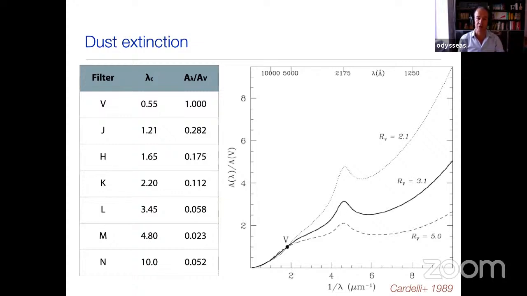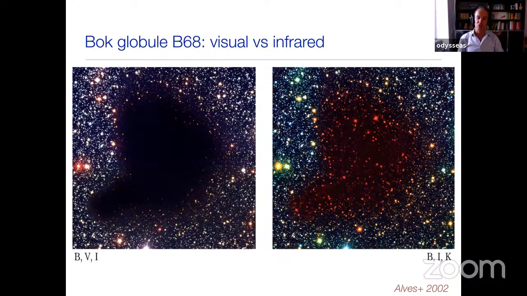And there is no better way to demonstrate that than with images. So the left-hand side image is a Bok globule, an isolated small cloud, just sitting in the middle of the Milky Way, of our galaxy. The left-hand side is a color composite image of the blue, the visual, and the infrared bands. And if you just change one filter and make a color composite image of the blue, the infrared, and the K band, which is mid-infrared, 2.2 micron, you can immediately see the difference from an opaque object to an object where you can see the background stars as red dots.